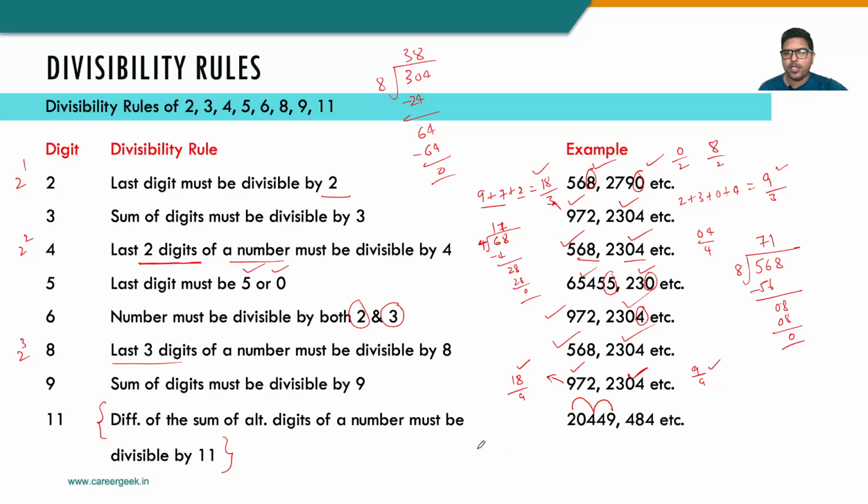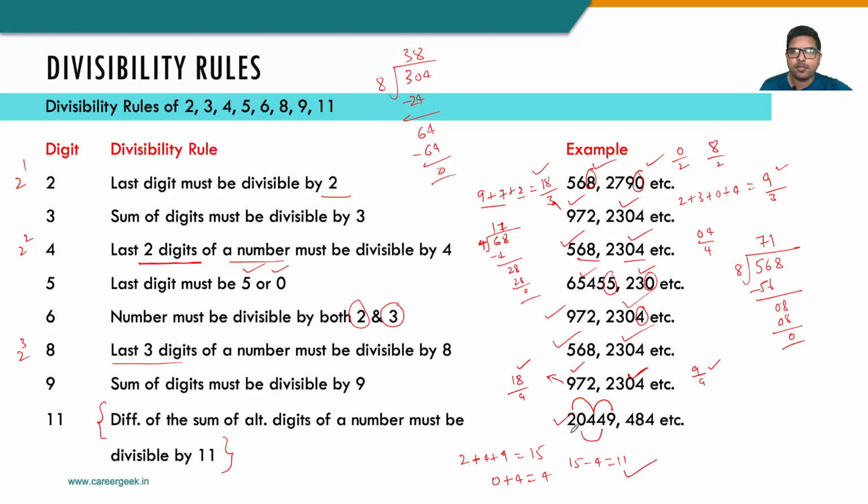Okay, so first you will find the sum of this. So I have 15, then you check the other alternate digits. These are the next alternate digits. What is their sum? 4, and the difference of these two must be divisible by 11.